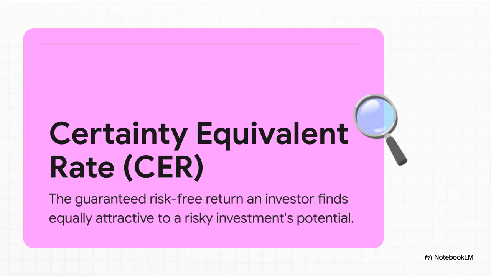Okay, so how do you compare something risky, like a stock, to something super safe, like a government bond? Well, that's where this idea of the certainty equivalent rate comes in. Imagine a stock has a 50-50 shot of making you 20% or 0%. The average, or expected return, is 10%. But would you feel just as good about that gamble as you would about a guaranteed 5% from a bond? If you say yes, then that 5% is your certainty equivalent rate. It's the risk-free number that gives you the same peace of mind as the risky one.